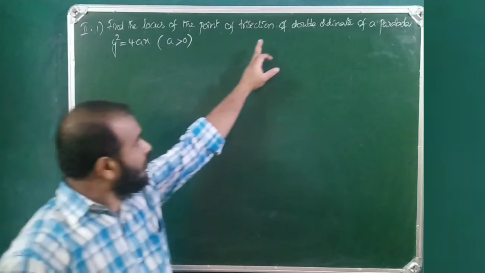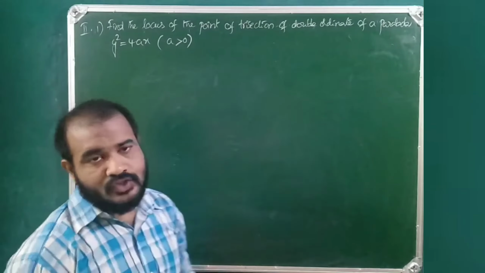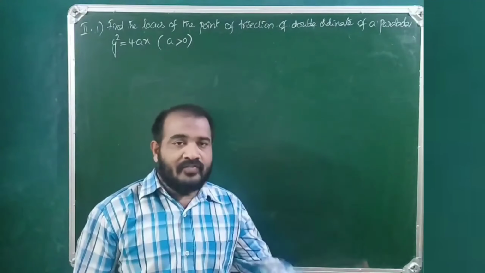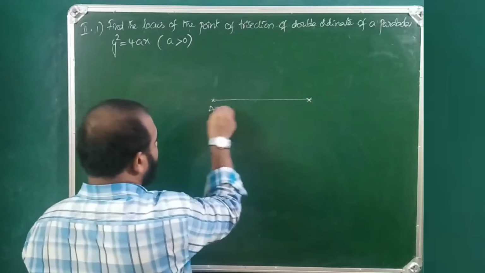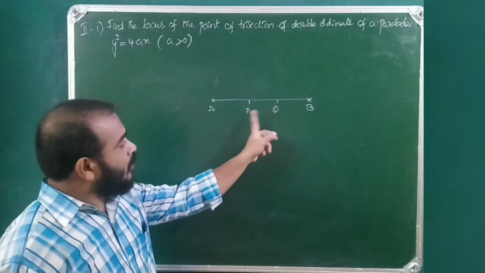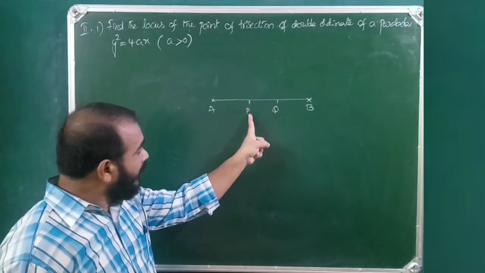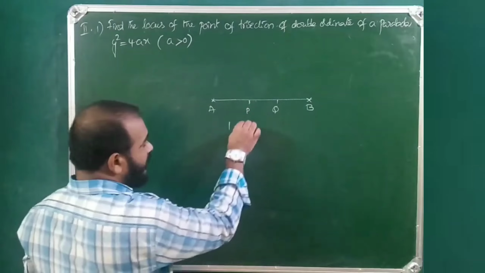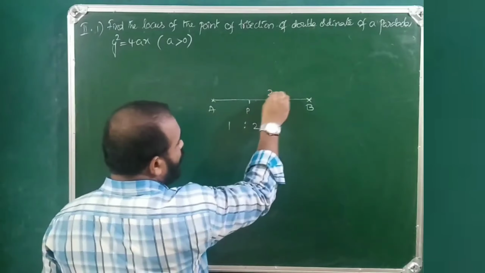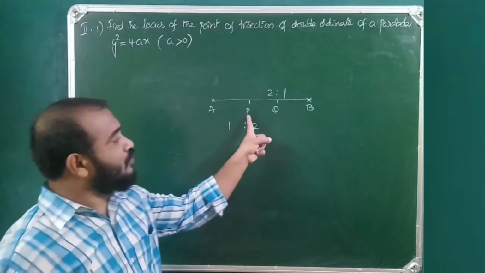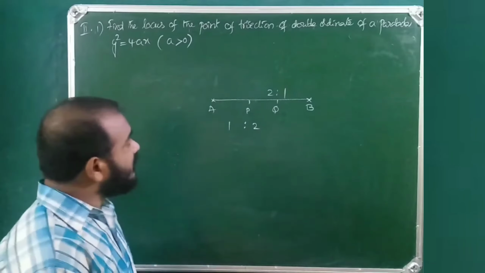Find the locus of a point of trisection of a double ordinate of a parabola y square equals 4ax. First of all, what is meant by points of trisection? For example, let us suppose that this is the line AB. Two points P, Q are said to be points of trisection if and only if P divides AB in the ratio 1:2 and Q divides AB in the ratio 2:1. Then the points P, Q are said to be the points of trisection. So this is the concept given.